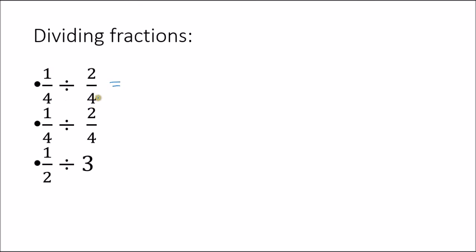So rather than doing it that way, what I do is I go 1 over 4 times, then I look at my second fraction, so it's 2 over 4, I invert it, so I get the reciprocal of that fraction, which is 4 over 2, and then I multiply those together. So multiplication's easy. 1 times 4 is 4, 4 times 2 is 8, so I get 4 over 8, which is a half.